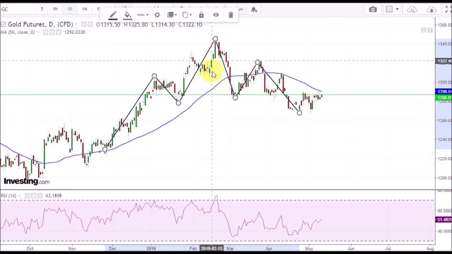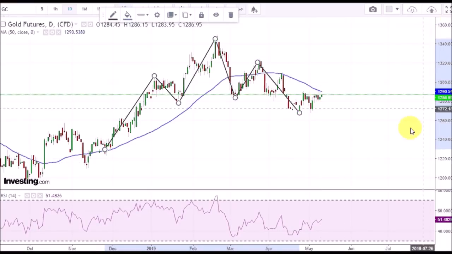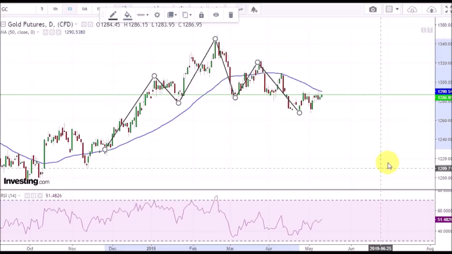And the height of this formation from, say, 1350 to 1280 is $70. If gold retests this neckline and the retest is unsuccessful, $70 down from the neckline will give us again the price range of around 1210, low 1200s. That's what the charts are showing so far.